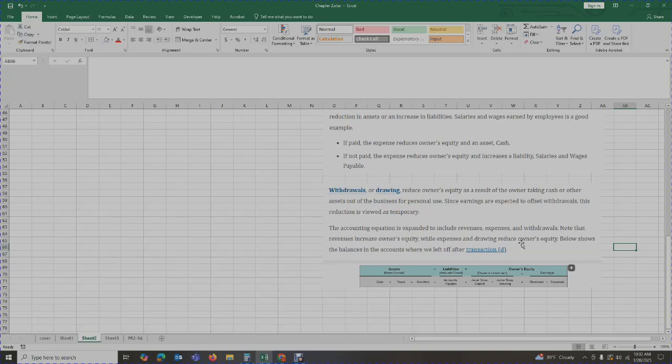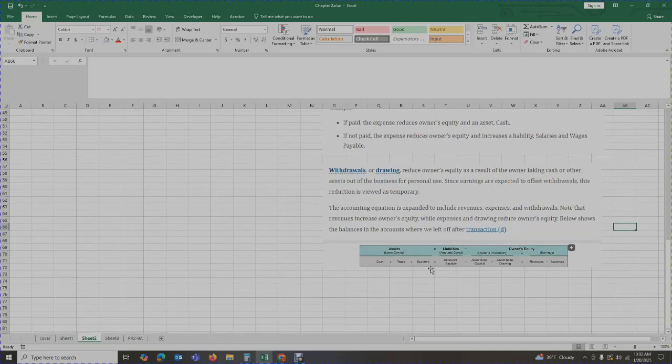Down here we have the expanded accounting equation. We have assets equal liabilities plus owner's equity. Okay, assets is anything that we own. Liabilities is what we owe. And then under owner's equity, we're going to have our capital account, our drawing account, our revenue account, and our expense accounts. Okay, capital is added, withdrawals are subtracted, revenues are added, and expenses are subtracted.